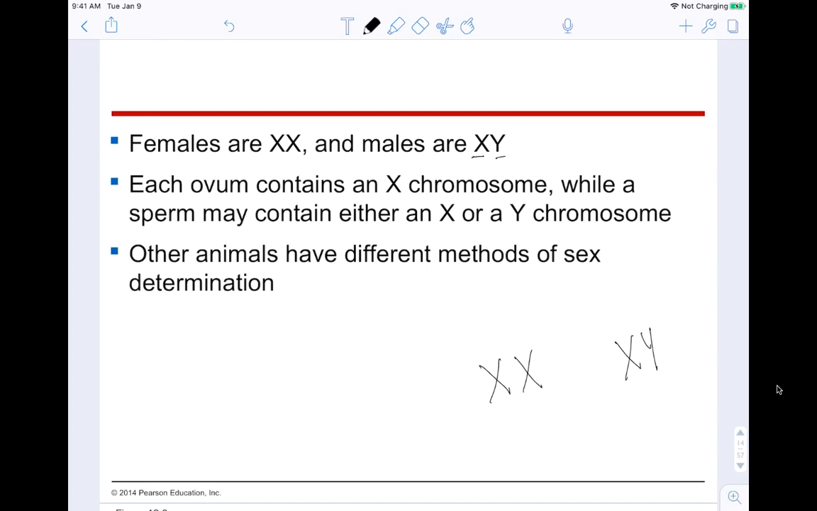Okay, and then we have other animals that have different methods of sex determination, which just means that maybe it's not just one specific sex chromosome. Maybe there are multiple chromosomes interacting in order to determine the sex. But we're talking about humans and human genetics, so we're just going to be using the X and the Y.